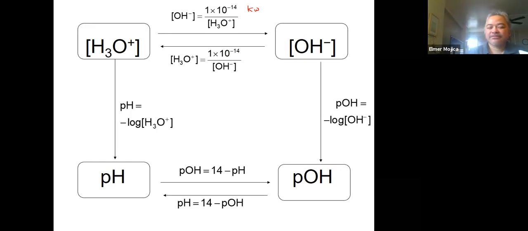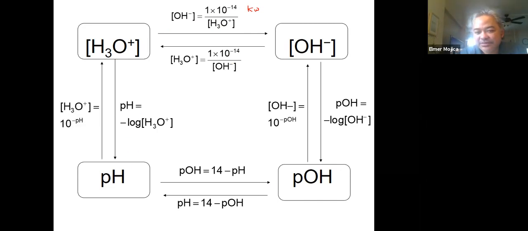Right? If you're given the H3O plus, and you are asked for the pH, it's just the negative log of H3O plus. If it's the other way around, it's just 10 raised to the negative pH or 10 raised to the negative pOH. Now, if you have a pH going to pOH, the sum of them will always be 14. So to get one, while the other is given, all you need to do is subtract it from 14.